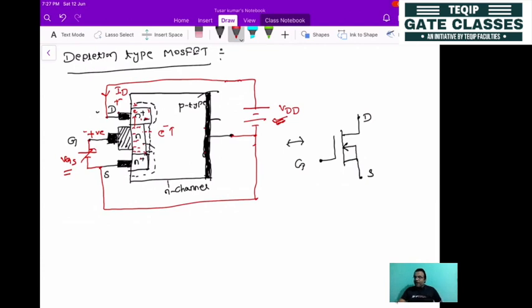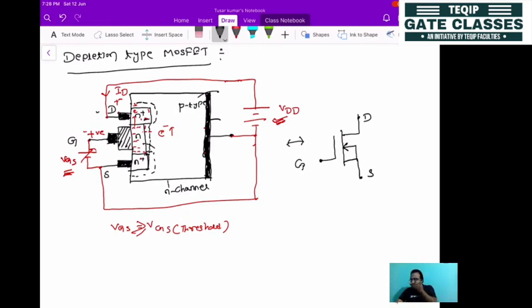depletion type MOSFET, where one channel is already present, and you only have to apply a certain voltage. While applying the voltage, always remember the gate source voltage: as soon as you apply a certain positive voltage, it may not get switched on. So VGS must be greater than or equal to a threshold value, known as VGS threshold. Only then will it conduct. So this is the operation of an N channel depletion type MOSFET.